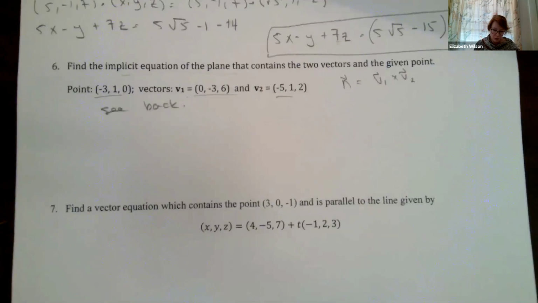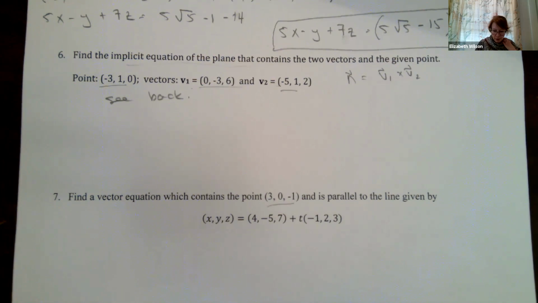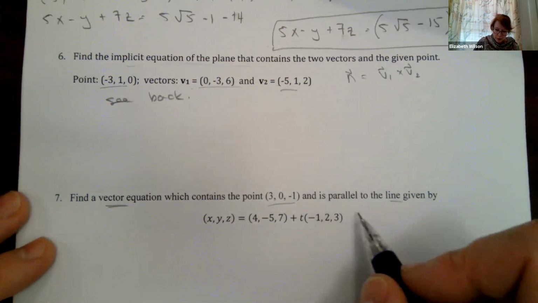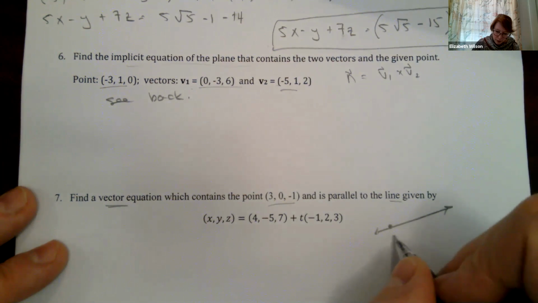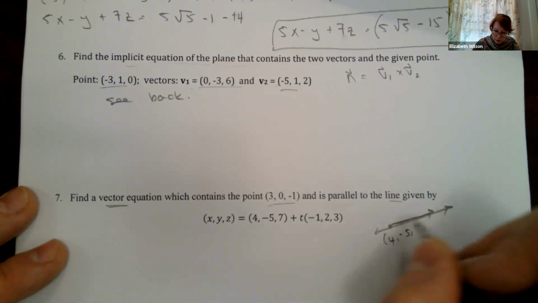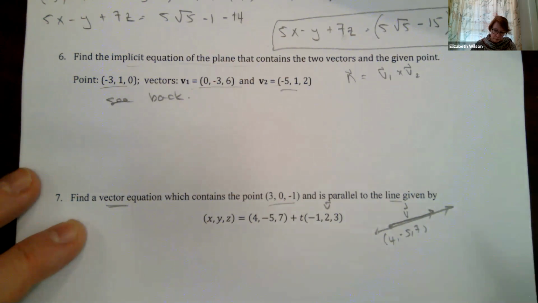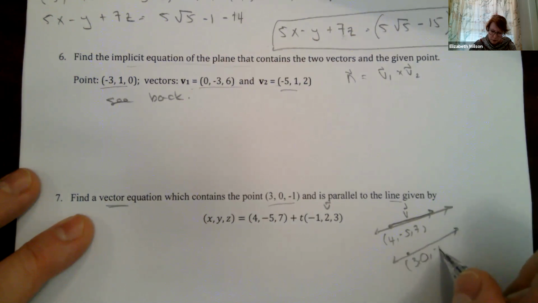Find a vector equation which contains the point and is parallel to the line given by this. The line, so we probably want to have a vector equation of the line, perhaps. Okay, so let's talk about this one. So I've got a line. This one has 7 as a point. This has our vector. Okay, so we want another line that's parallel to this one, and it contains this point. I think we did one like this already.